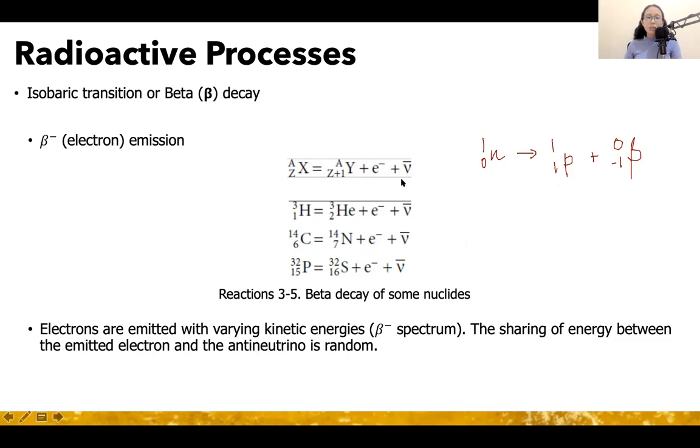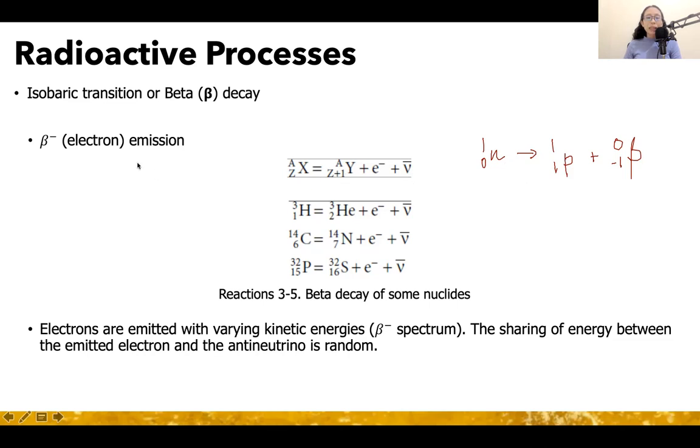Okay? So the neutrino antineutrino thing, they were conceptualized to account for the energy difference in the reaction. So again, we will not deal with these neutrinos and antineutrinos. We are more concerned about the conversion of your elements in these nuclear reactions.